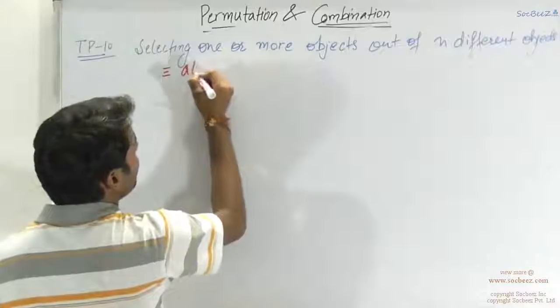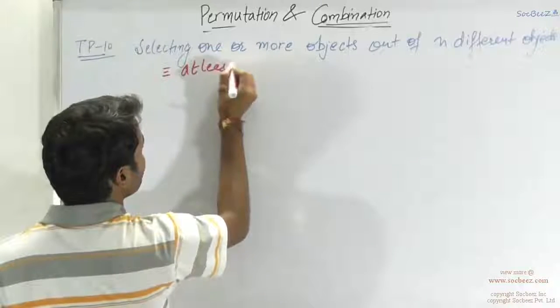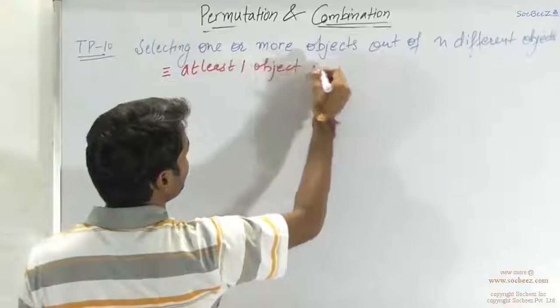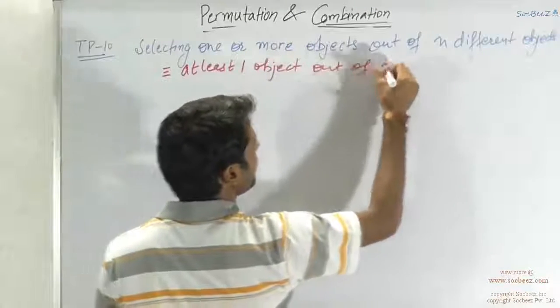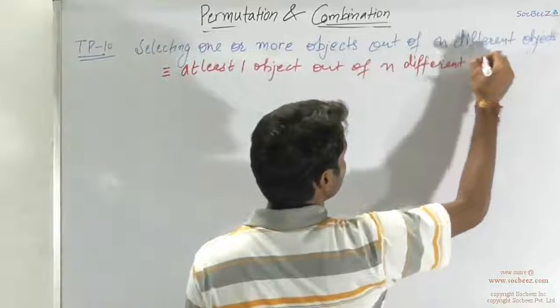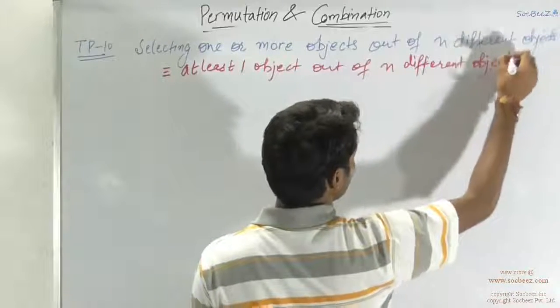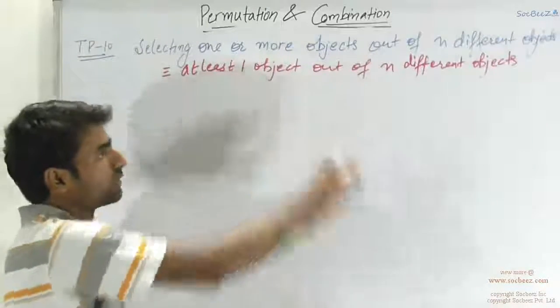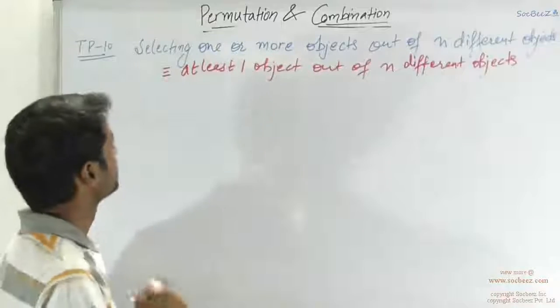This is at least one object out of n different objects. This is the same statement. Either you say one or more objects out of n different objects, or you say at least one object out of n different objects. This is meaning the same.